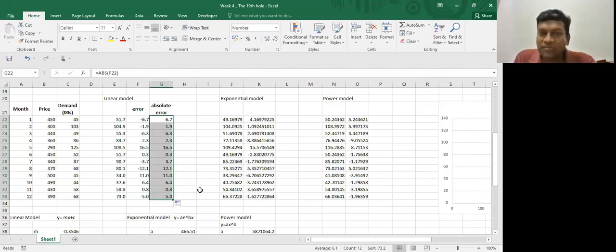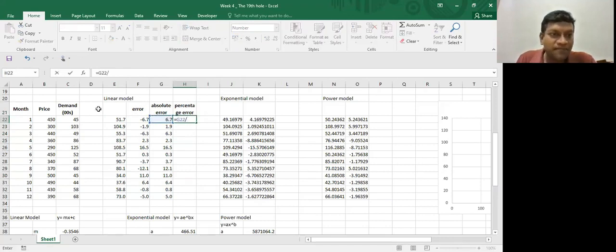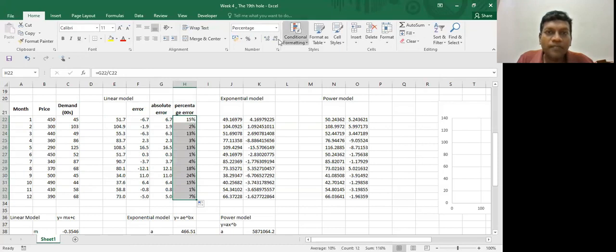Now I calculate what is called the percentage error, which is nothing but the difference, that is this value divided by the actual demand multiplied by 100. Or I can just simply put it as this, and I can say percentage. And I can increase the decimal to this.